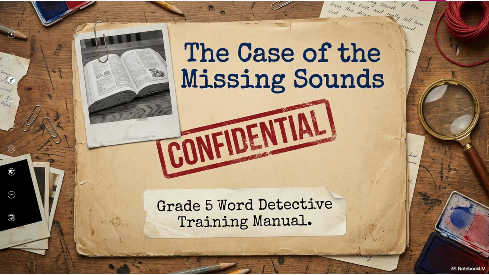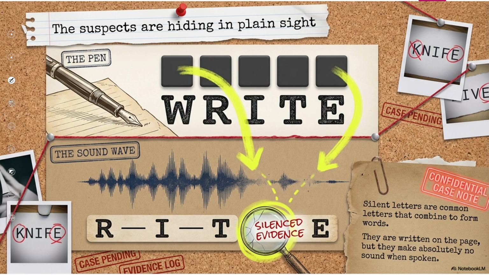Firstly, we have the case of the missing sounds. The suspects are hiding in the plain word. You have a word, and when you pronounce the word, there are some alphabets in it which you can't pronounce. For example, in the word right, we do not pronounce the letter W. That's why we call it a silent letter. Let's read about silent letters.